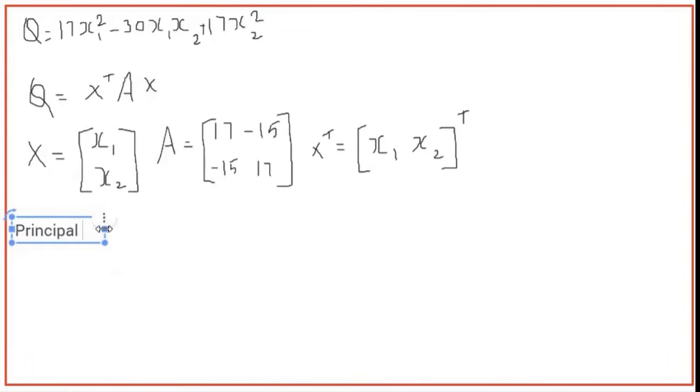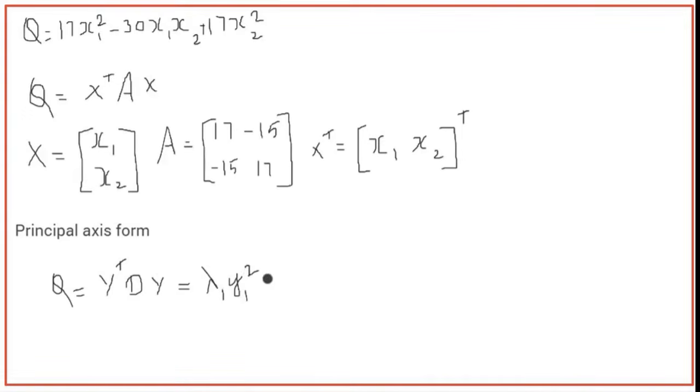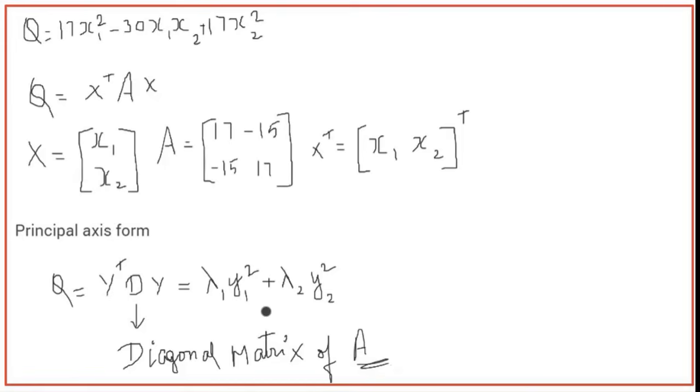Now we have to transform this into principal axis form, which is q is equal to y transpose Dy. This is equal to lambda 1 y1 square plus lambda 2 y2 square. Here D is the diagonal matrix of A, and lambda 1 and lambda 2 are the eigenvalues of A. So the first step is to find the eigenvalues of A. So write down the characteristic determinant and find the characteristic polynomial.